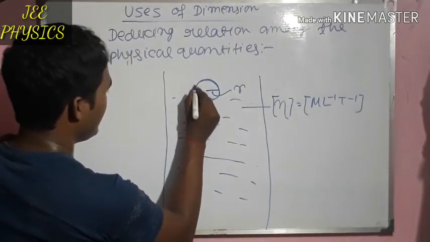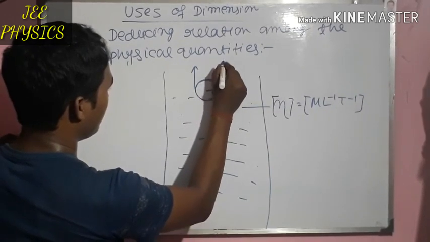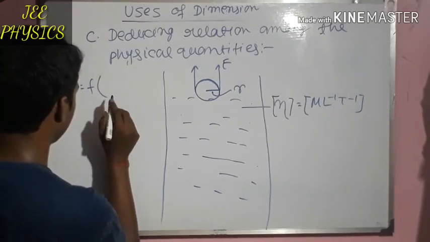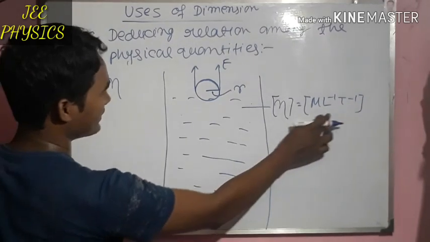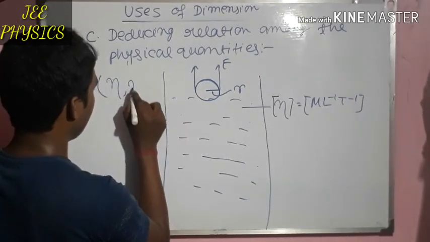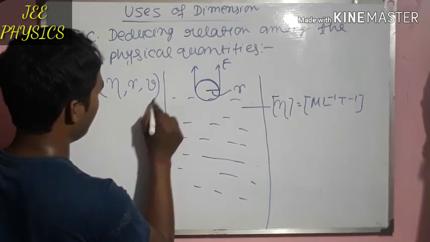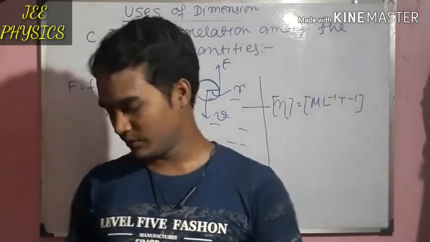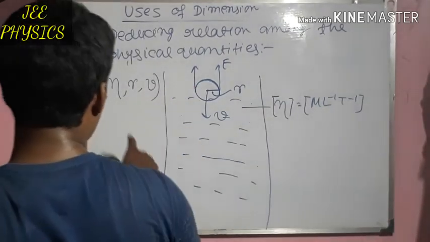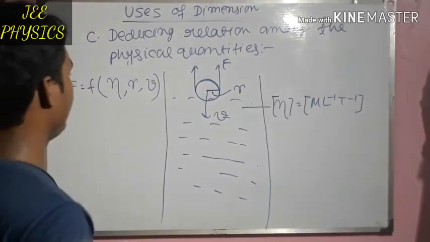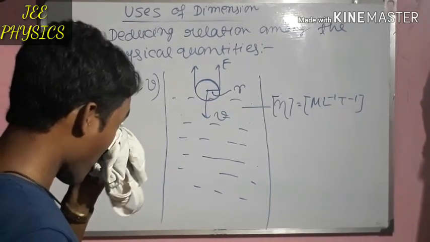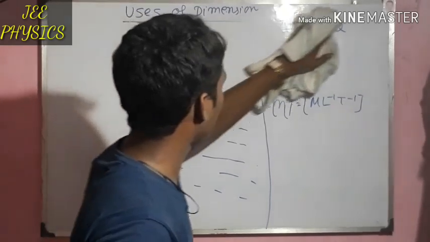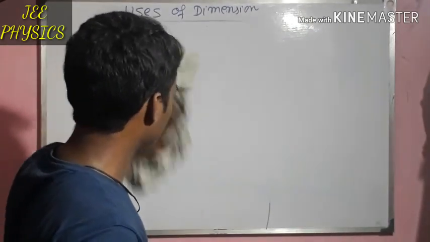The resistive force F on the ball depends on eta, which has dimension M L minus 1 T minus 1, the radius of the ball, and the velocity of the ball through which it is falling. Now find the relationship between F, eta, r and v. Okay. So this is our third use of the dimensional method.